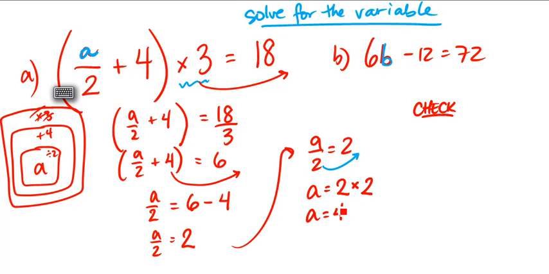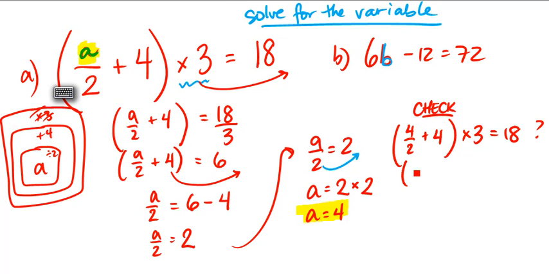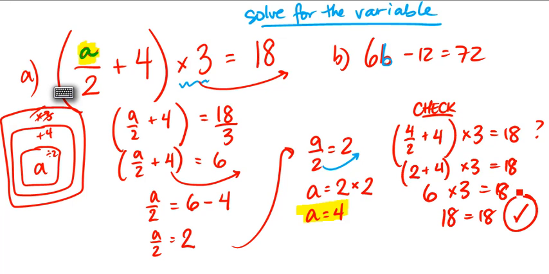I can check my work by putting the a back into the original question. So I'll put the 4 in there. 4 divided by 2 plus 4, times 3. Does that equal 18? I solve this. 4 divided by 2 is 2, plus 4 times 3. 2 plus 4 is in brackets, so that's 6 times 3 equals 18. 18 equals 18, so I am correct. Therefore, a did equal 4, and that is the solution to my first problem.